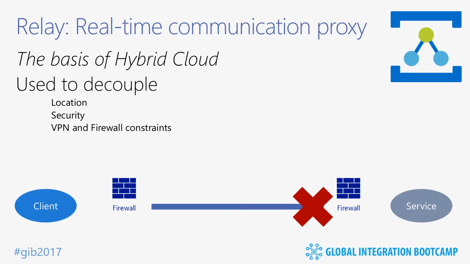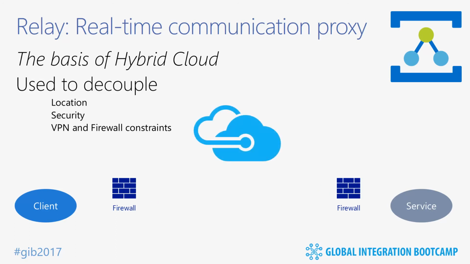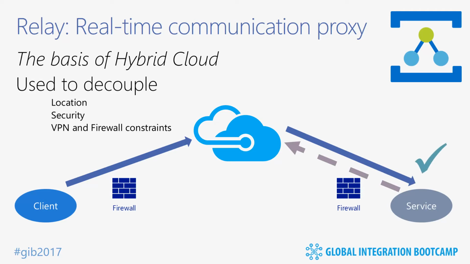So the way that we can get around this is you set up a service bus relay in the cloud, and what that allows you to do is the target service can basically set up a listening endpoint in the cloud, which then you give to the client, and when the client sends to that listener, they can send the message across that channel.